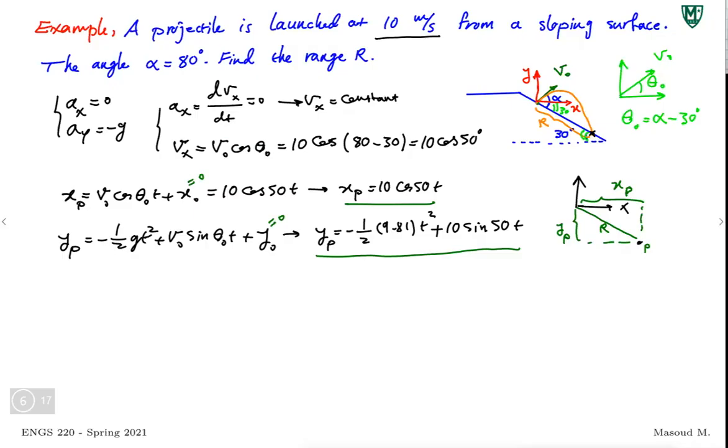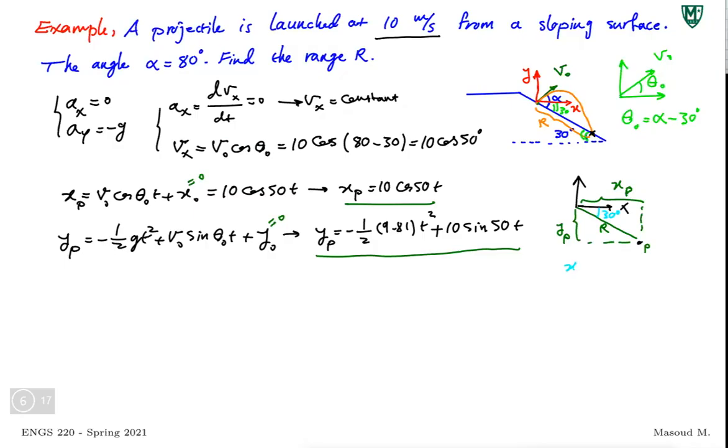Not the trick, but we have two equations and three unknowns, right? We have these two, XP and YP. We don't know XP, we don't know YP, we don't know time. But the thing is, XP and YP are related to each other using R. Look at this situation here. This is 30 degrees. Always triangles. That's always what helps us.